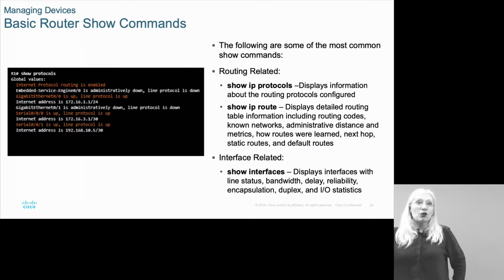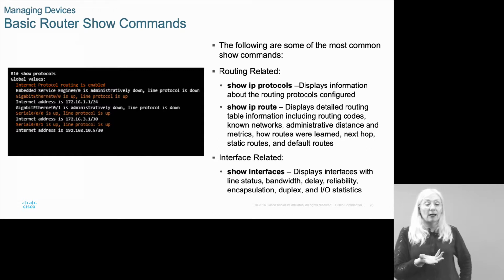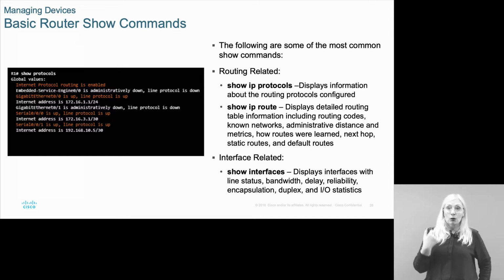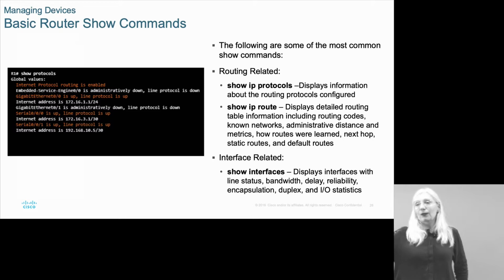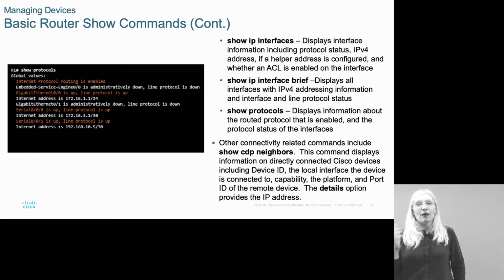Some basic show commands you can do. Show IP protocols will show you, for instance, what kind of routing protocols you're using. Show IP route will show you the routing table. Show interfaces will show you the interfaces and how they are configured. Show IP interfaces is a brief way of showing you on which interfaces IP addresses are configured. Show IP interface brief is an even briefer one, where you only see the IP addresses and the protocol status, whether it's up or down.